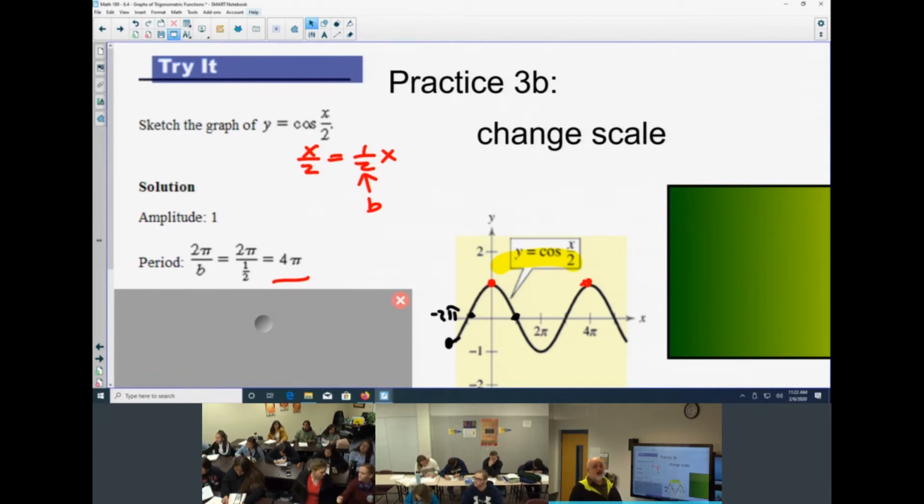Any questions about that? Mr. Strong, I don't quite understand this. It's kind of confusing for me. What is it that you're not understanding? Where'd you get the 1/2 from? Okay, because that's the coefficient. The coefficient of x over 2 is 1/2. So x over 2 is the same thing as 1/2 x. So that's the b for this problem. Then the period is 2 pi divided by b, so that's 2 pi divided by 1/2, or 4 pi. Does that help?